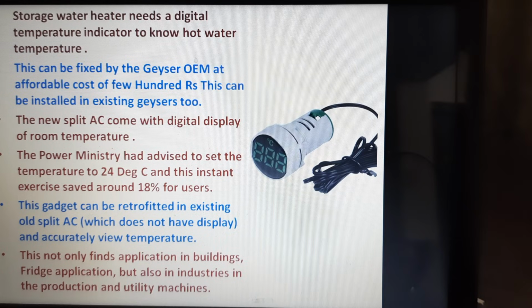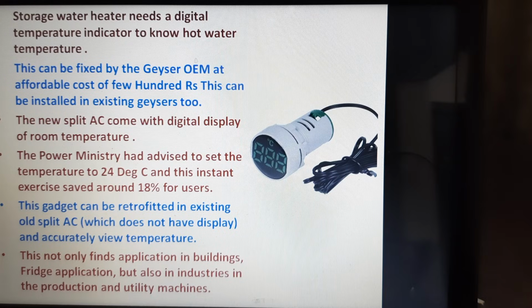This gadget can be installed in an existing old split AC which does not have a display, and you can accurately view the room temperature after setting it, and how much time it takes to achieve the set temperature. This is not only useful in buildings, it can be used in fridge applications also.